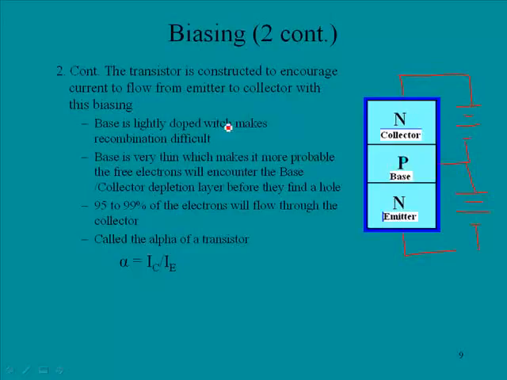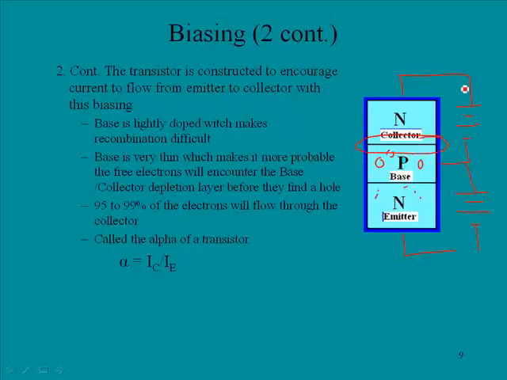The base is lightly doped, which makes recombination difficult. Remember, I mentioned there's just a few holes here, and in order for those electrons to flow out the base, they must recombine with holes and then go out the base. The base is very thin, which makes it more probable the free electrons will encounter the base collector depletion layer before they find a hole. So most of these electrons that flow into the base are going to move into that depletion area and actually flow into the collector and over to here.